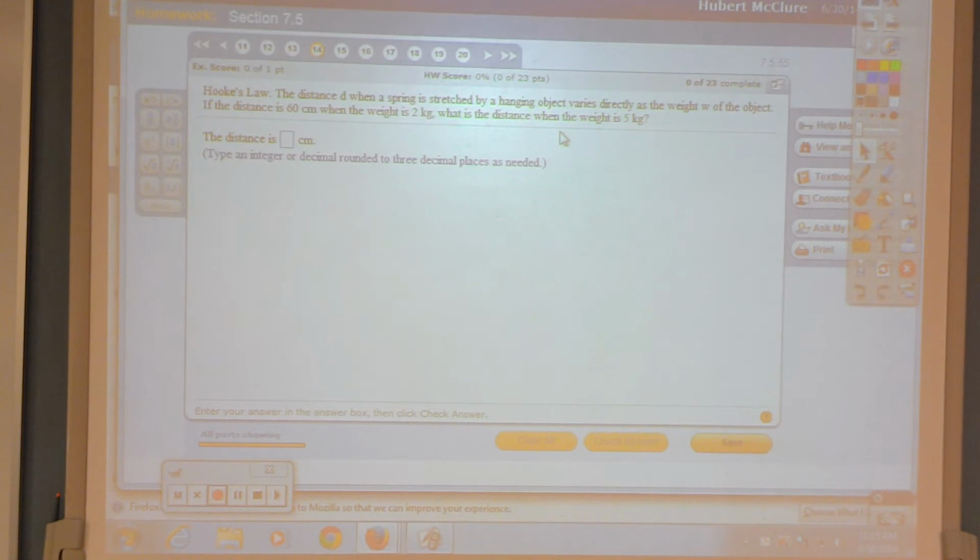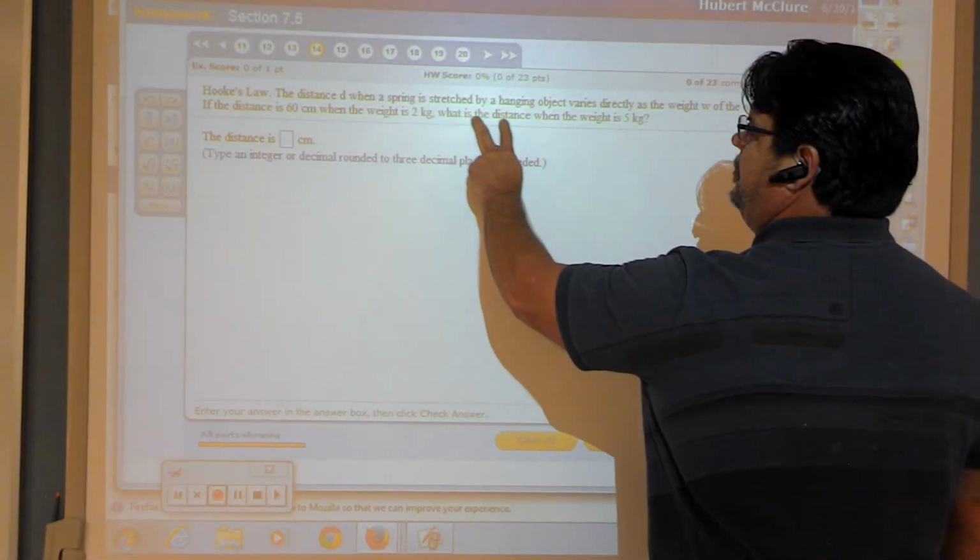The distance d when a spring is stretched by hanging objects varies directly as the weight w of the object. Stop. Now they're telling you right there which formula to use, and that you need to change the variables respectively. The second part says if the distance is 60 centimeters when the weight is 2 kilograms, what is the distance when the weight is 5 kilograms? Comma separates part 1 from part 2. Part 2 is more information. Here's your more information right here.